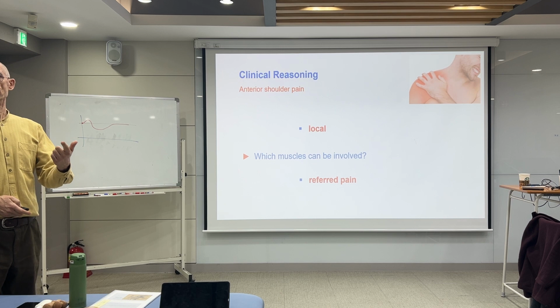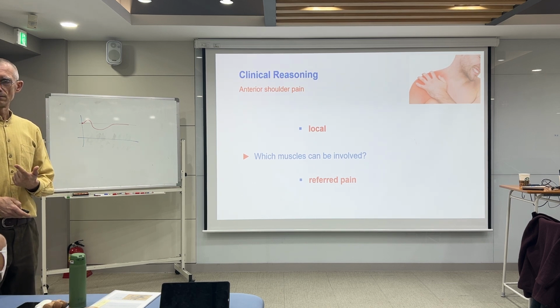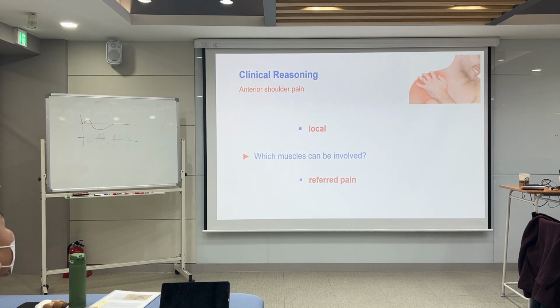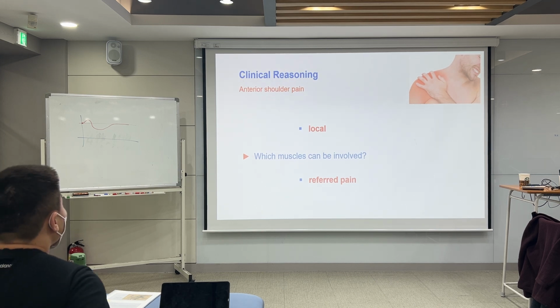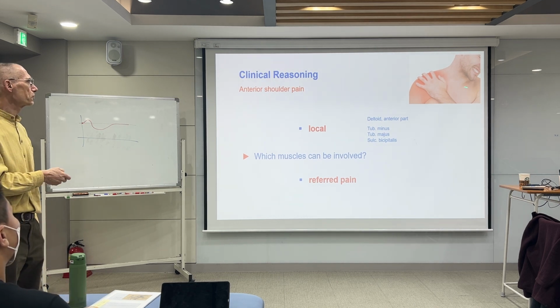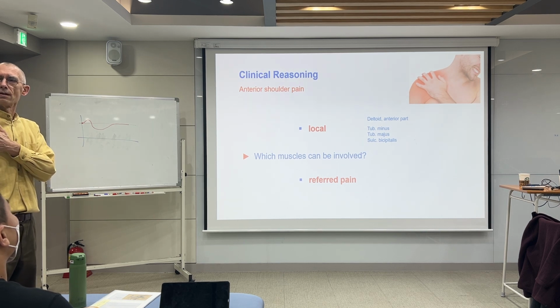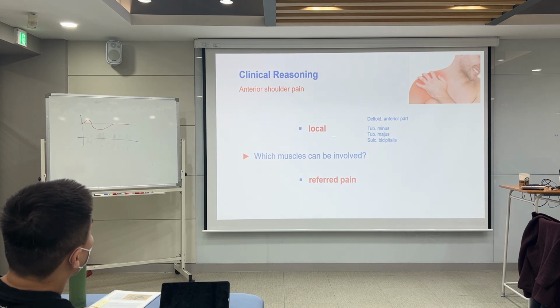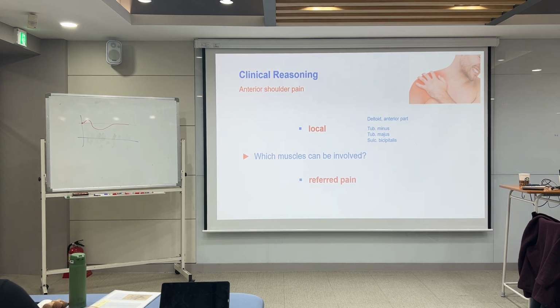Deltoid. Coracobrachialis and pectoralis minor. This would be possible, a local problem for the shoulder. And then it could also be a problem in the tubercle minus or majus, where there is the insertion site of some muscles, or the sulcus bicipitalis when it hurts here in the front side of the shoulder. Or it could be a problem of pains which refers in this area.